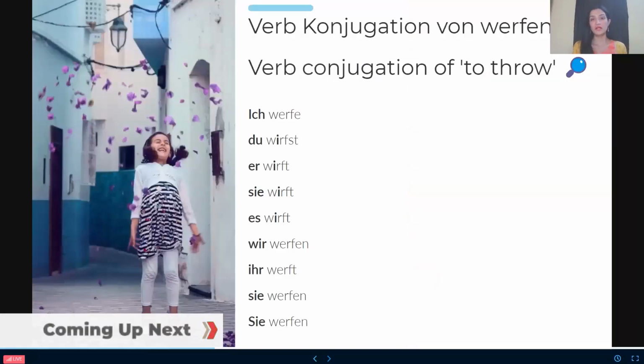Now, people, I have given you the verb conjugation of werfen. In werfen: ich werfe, du wirfst, er/sie/es wirft, wir werfen, ihr werft, sie/Sie werfen. Like, there's a cute girl over here, and someone is showering her with flowers, embracing her with flowers, making her happy, cheerful, joyful.